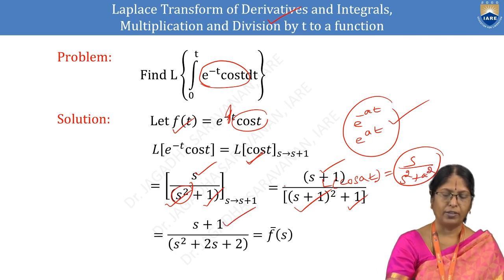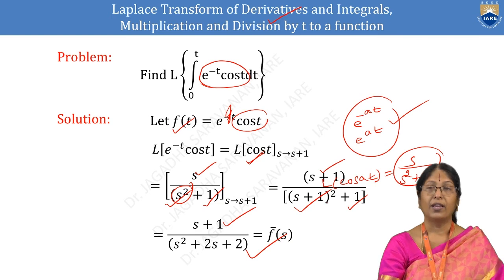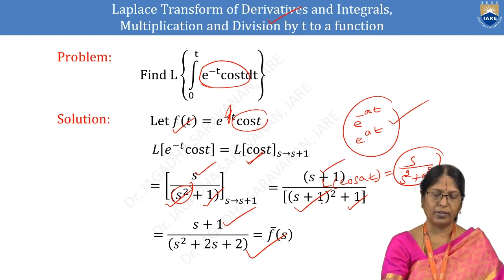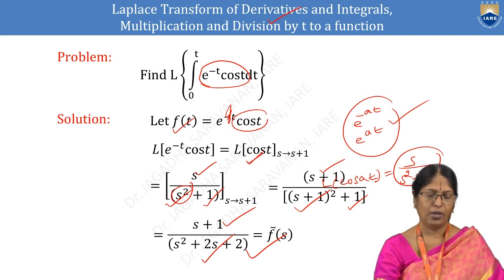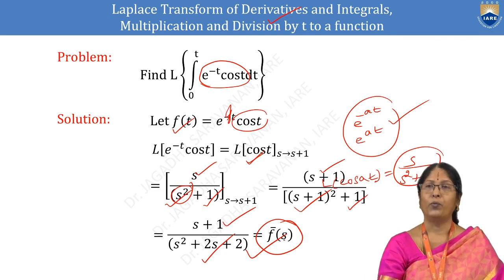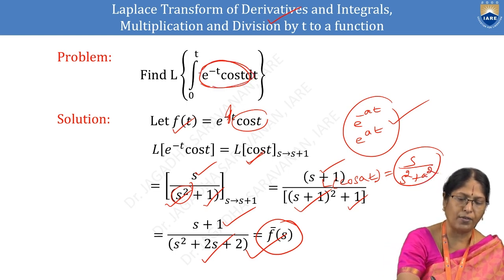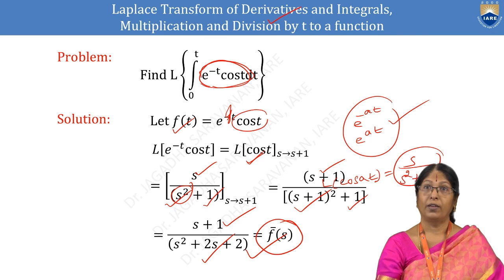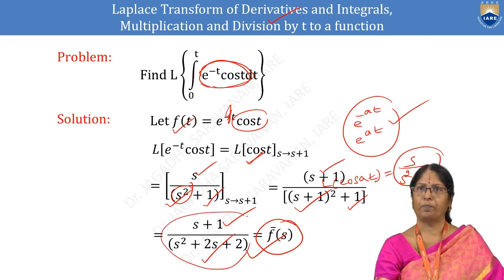So we got it. The numerator is s plus 1. The denominator is s square plus 2s, plus 1, plus 1. Put together, s square plus 2s plus 2. It's nothing but L of f of t, that is, we can write it as f bar of s. So this part we completed, and we got this result.